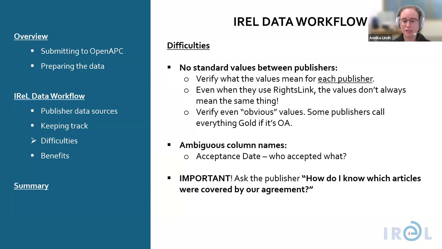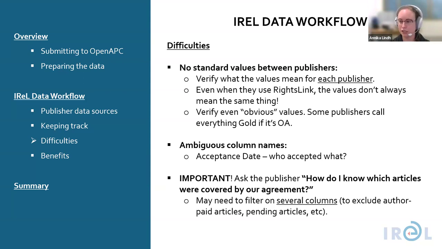They might send you a report with a bunch of different articles, but that doesn't mean that all the articles in the report went through the route you thought they did, for example covered by an agreement. So usually there are some filters you need to apply, like filtering on a column, maybe excluding ones that could have been eligible but for some reason the authors paid themselves, and so on. So make sure you know how to filter to view the ones you want.